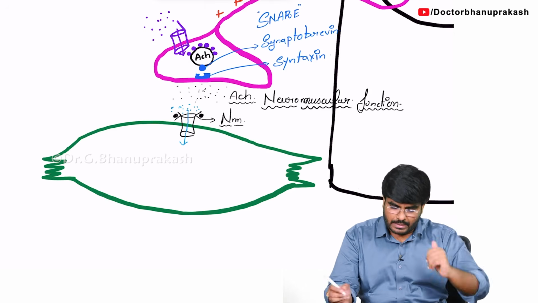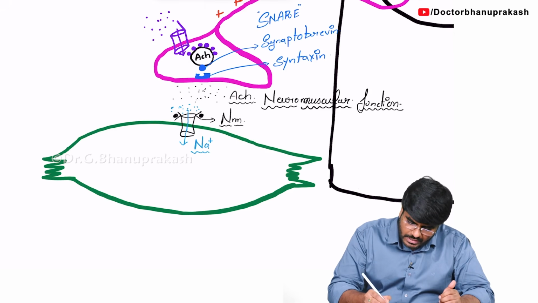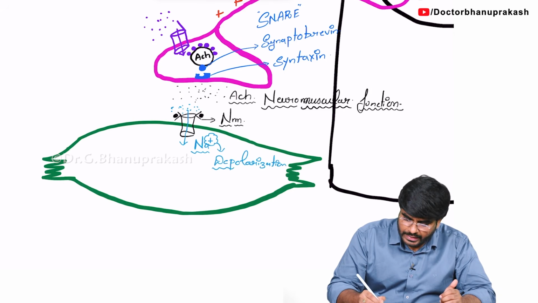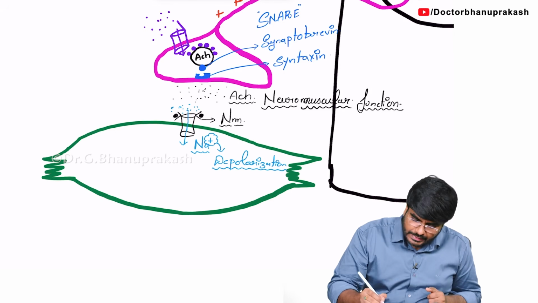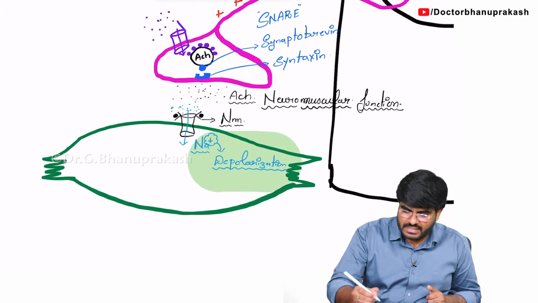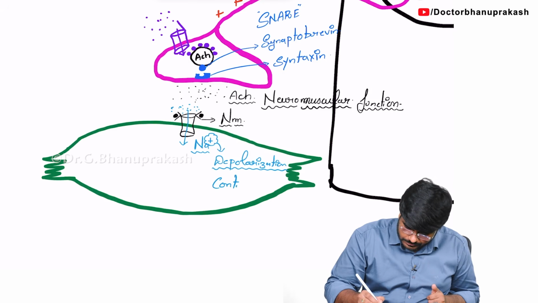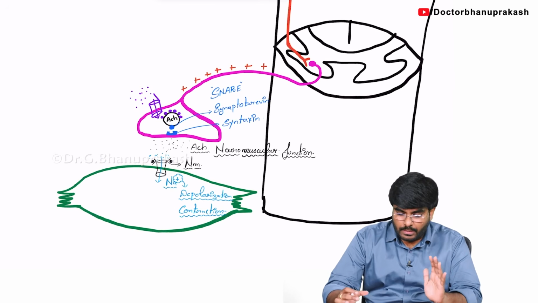Now, sodium is going into the muscle. Who came into the muscle? Sodium came into the muscle. And sodium is a positive charge. So, because of the entry of the positive charges, the muscle is going to undergo depolarization. Whenever any cell undergoes depolarization, it is activated. Here it is a muscle cell. Whenever a muscle cell is depolarized, what's going to happen, guys? The muscle cell is going to undergo contraction. So this is how the muscles are going to contract.